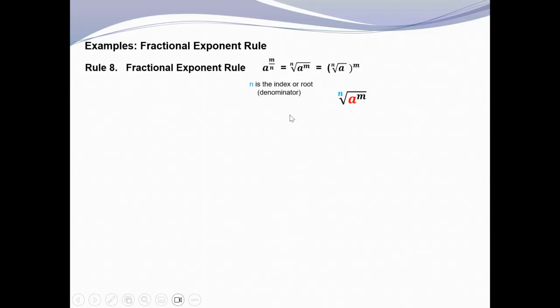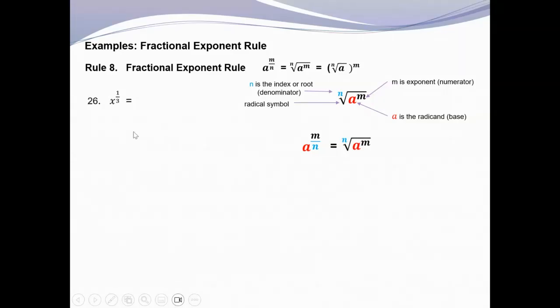Again, the n is called the index, the a is called the radicand, and the m will be your exponent, which is your numerator. Radical symbol. Now right here, I want you to convert from exponential into a radical. So the 3 will be my index, the x is the radicand, and here we don't have to put a 1 there because we know that x to the first power would just give us x.